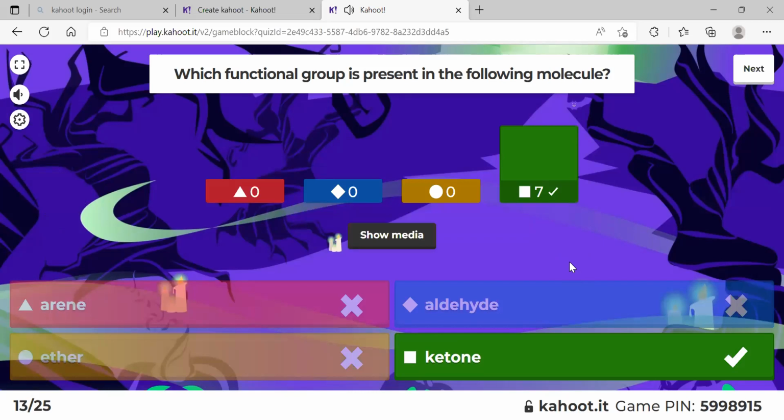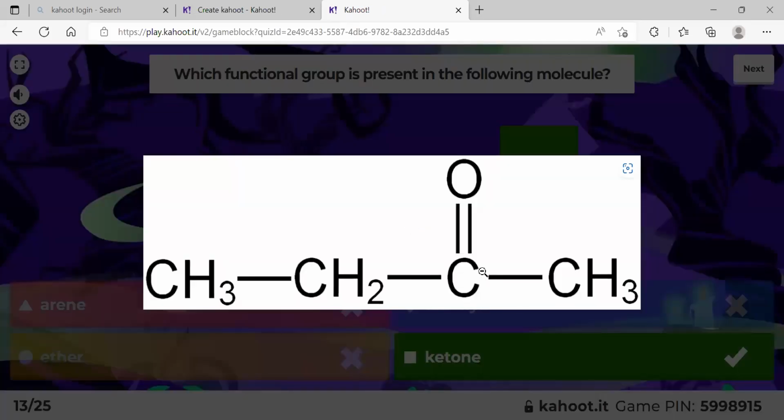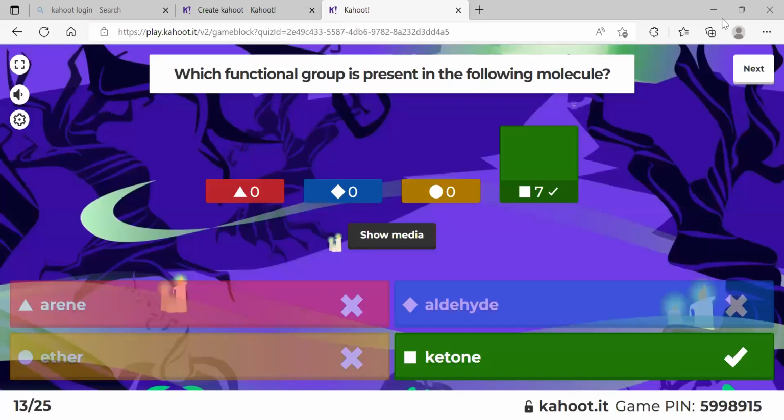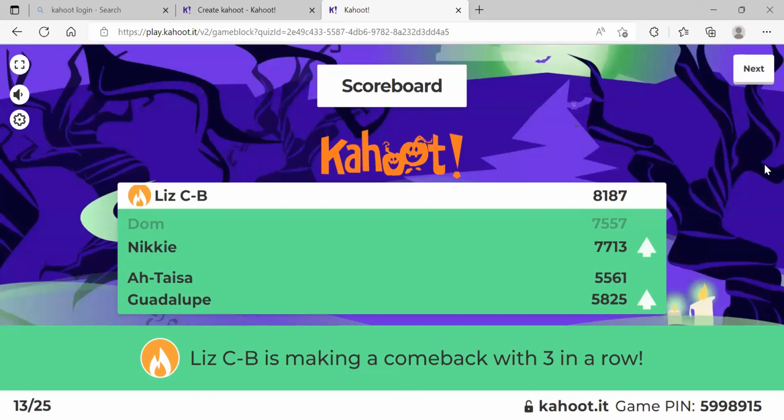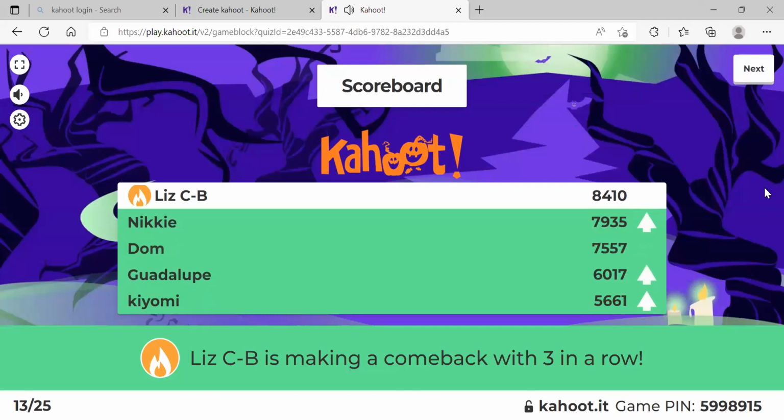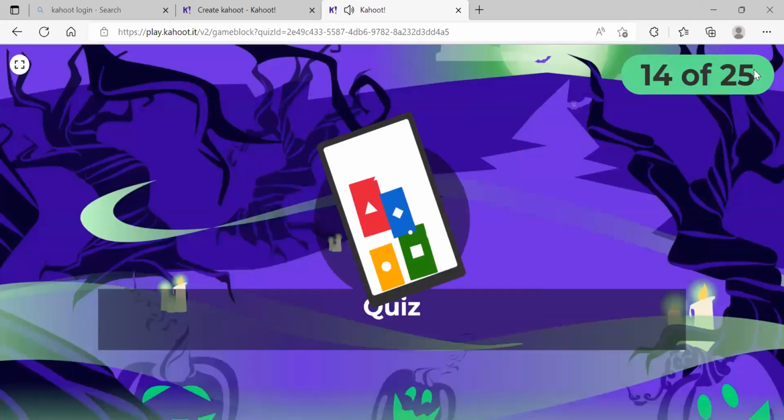Great. For the 7 people that were able to answer, indeed, this is a ketone. We have a carbonyl, which is that C double bond O, and since we have a carbon chain on either side, that's what makes it a ketone, okay? We're going to do at least 2 more functional group questions, so get ready. Let's continue.